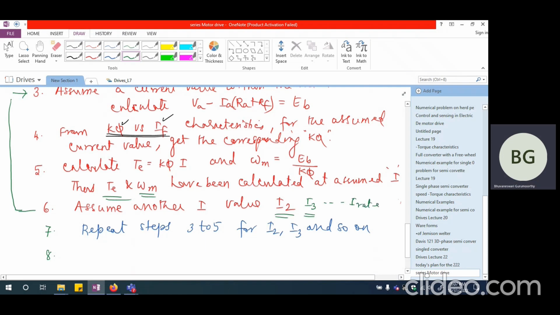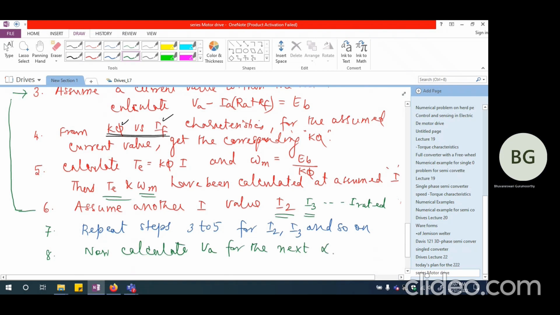Whatever is the rated current, you can do the calculation up to the rated current. Once this is done for a particular value of alpha, calculate VA for the next alpha value. So if you had initially assumed alpha equal to 15 degrees, then you can do it for 30 degrees, 45 degrees, 60 degrees, and so on.